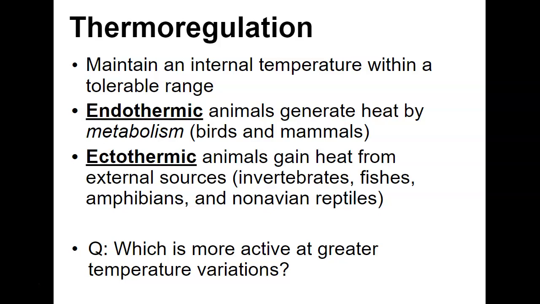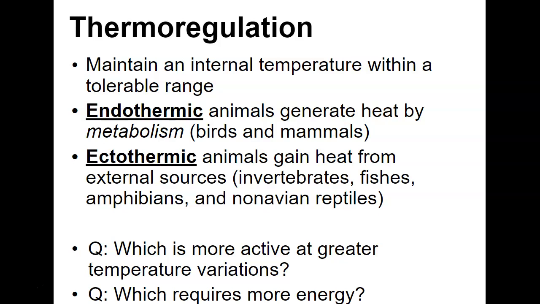So question, which is more active at greater temperature variations? The answer, endothermic. So because conformers are really a function of whatever temperature environment they're in, they can often stop moving at certain temperatures and other external sources in terms of stimulus. But endotherms, because we're trying to maintain our, say, internal temperature or homeostasis, we're able to remain active at various temperatures. Which one requires more energy?